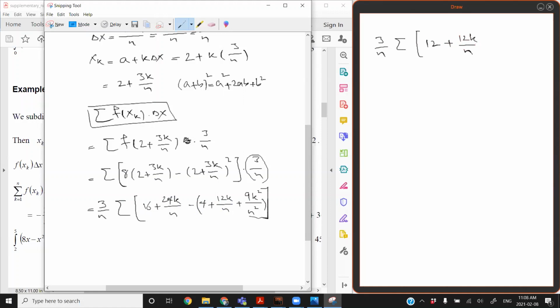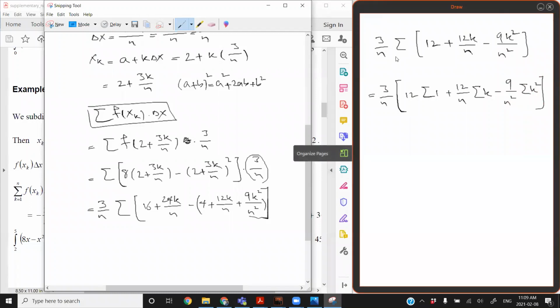And finally, I have a minus 9k squared over n squared, which is going to be 3 over n times 12 times sigma 1 plus 12 over n times sigma k minus 9 over n squared times sigma k squared.